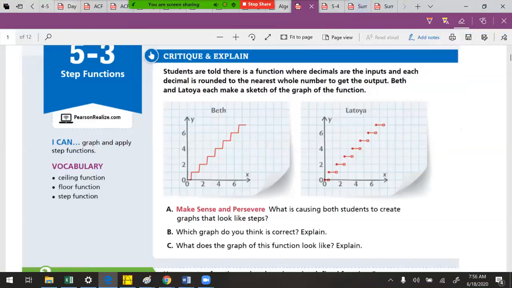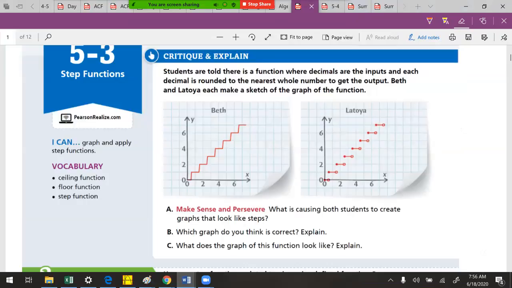As we talk about 5-3 step functions. When we talk about step functions, you're talking about going from one to the next, right? Usually there's no decimals in your answers, and the reason being is because you're stuck to a whole number at the end. I'll give you an example, okay?